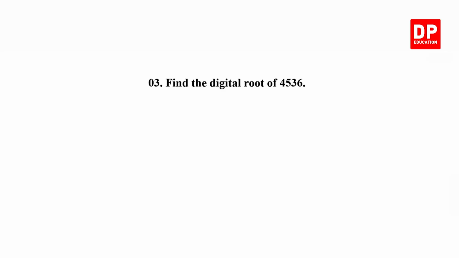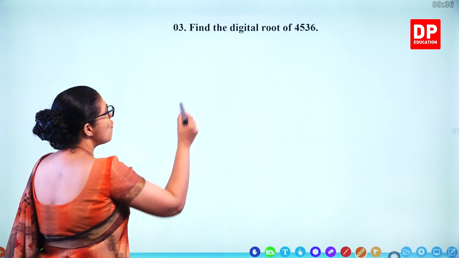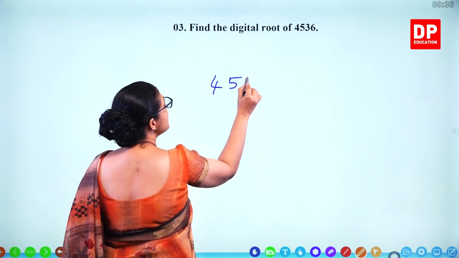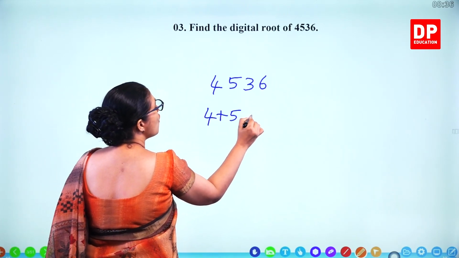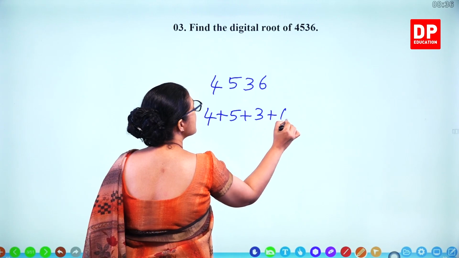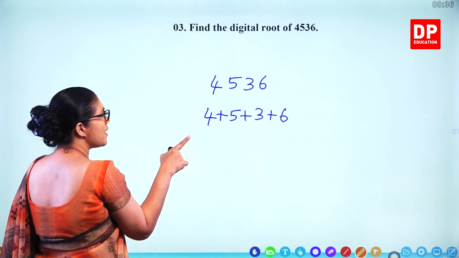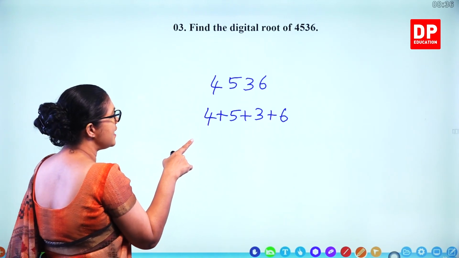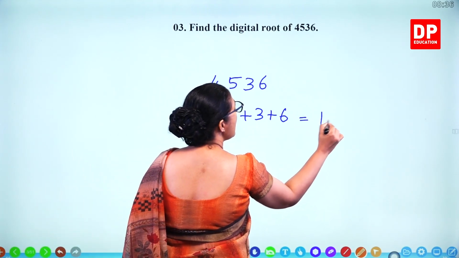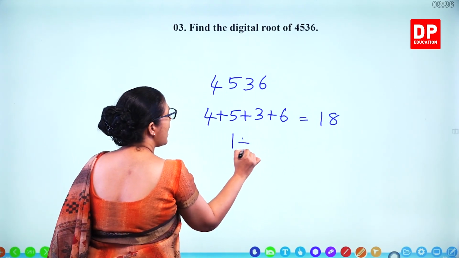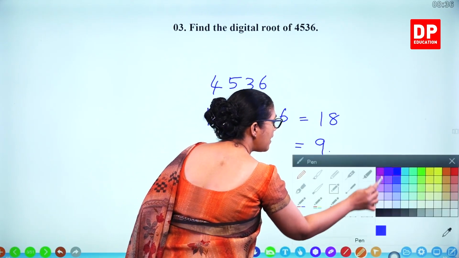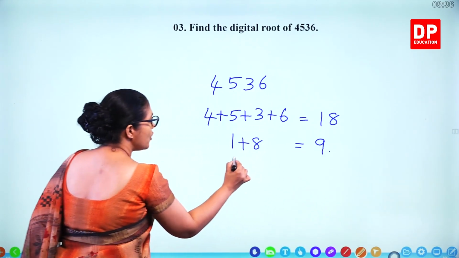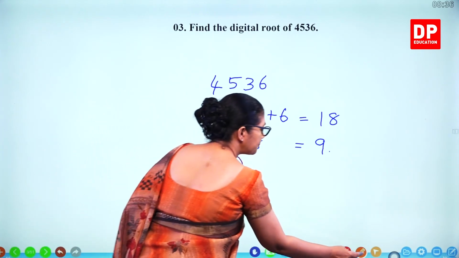Question number 3. Find the digital root of 4536. So just add the digits. 4, 5, 3, 6. You get 9, 9 plus 3, 12, 12 plus 6, 18. Then again 1 and 8 you can add. Digital root is 9. You get 2 marks for that.